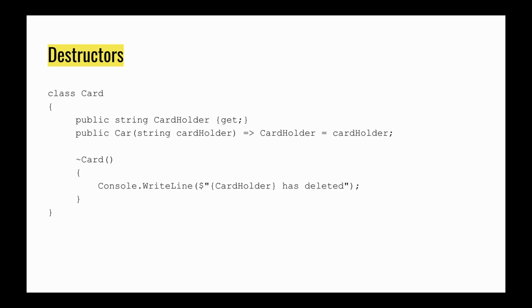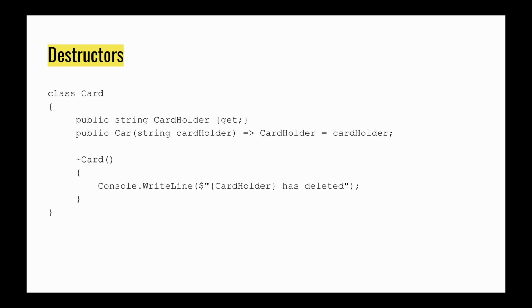Creating destructors. If you've ever programmed in C++, you're probably already familiar with the concept of destructors. A destructor method has a class name, like a constructor, preceded by a tilde. Destructors can only be defined in classes. A destructor, unlike a constructor, cannot have access modifiers and parameters. At the same time, each class can have only one destructor.